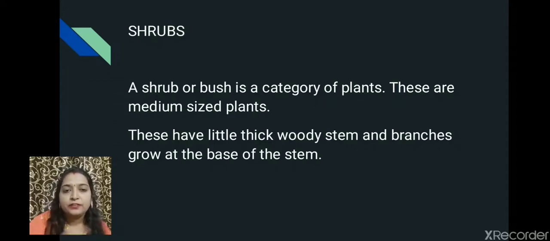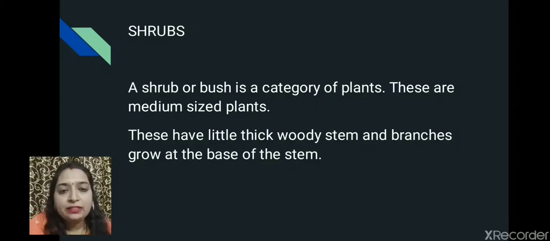So there is a difference between herbs and shrubs. So what are the differences? Let's start. First, characteristics of shrubs. Children, shrubs are bigger in size than herbs, but they are smaller in size than trees. Okay, you have seen trees also. Trees are very big in size. So shrubs are bigger than herbs, but they are smaller than trees.